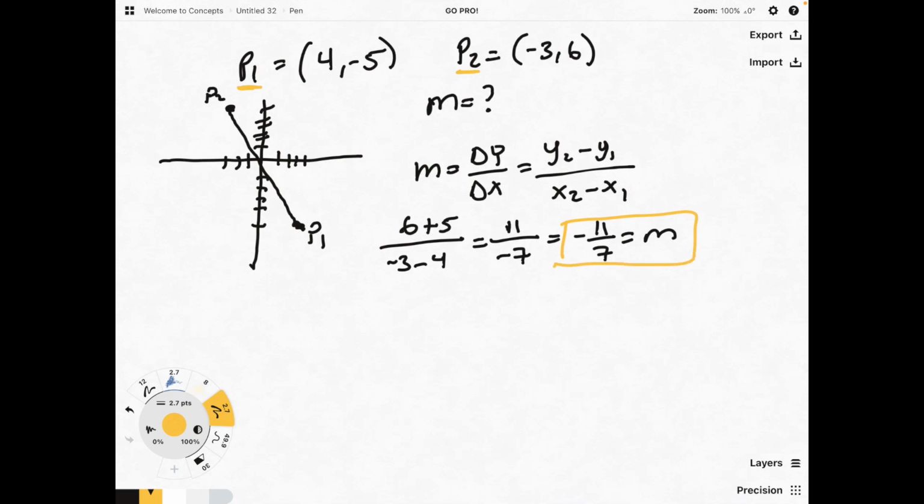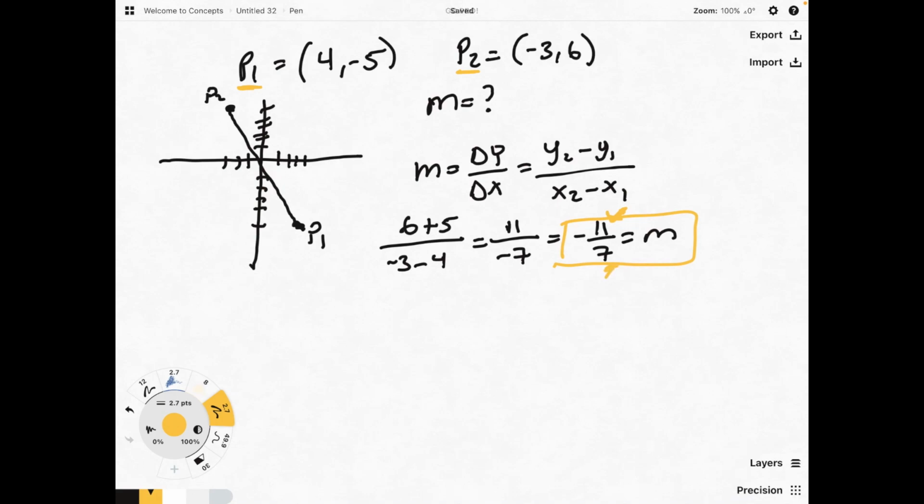So what does this tell us? This tells us that we have a negative slope, and this is in the negative direction, so that's good. And it says if we want to find our next point, we would need to go down the y-axis 11 marks, and then we would need to go across the x-axis 7 marks.